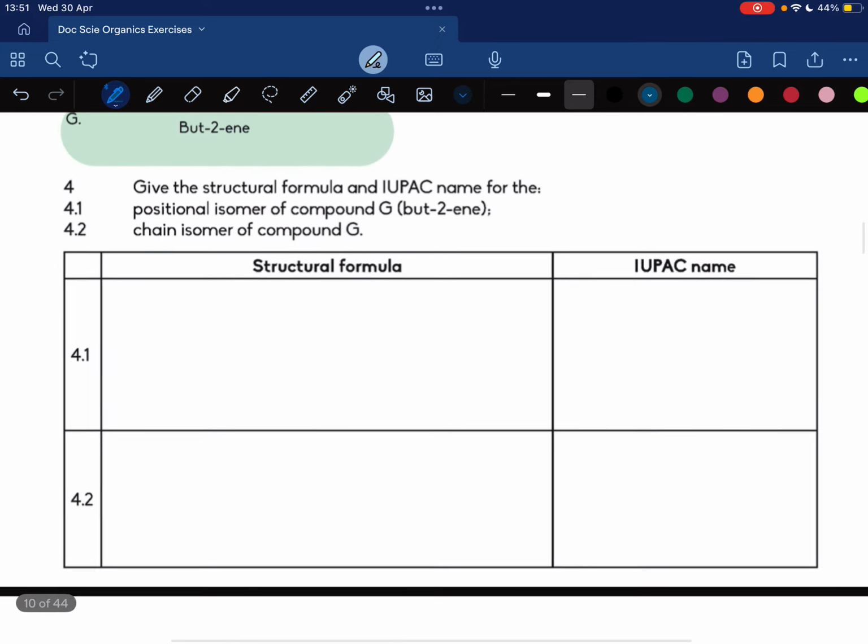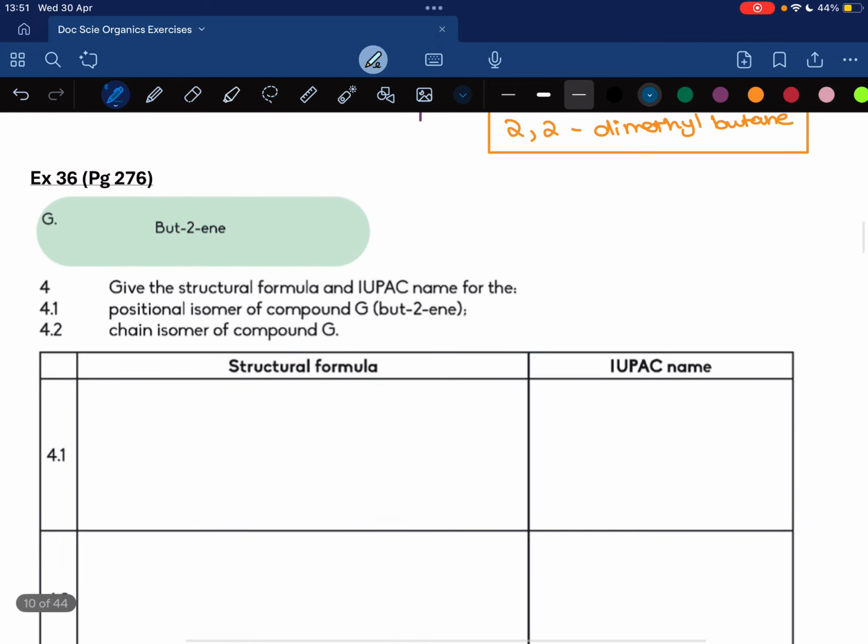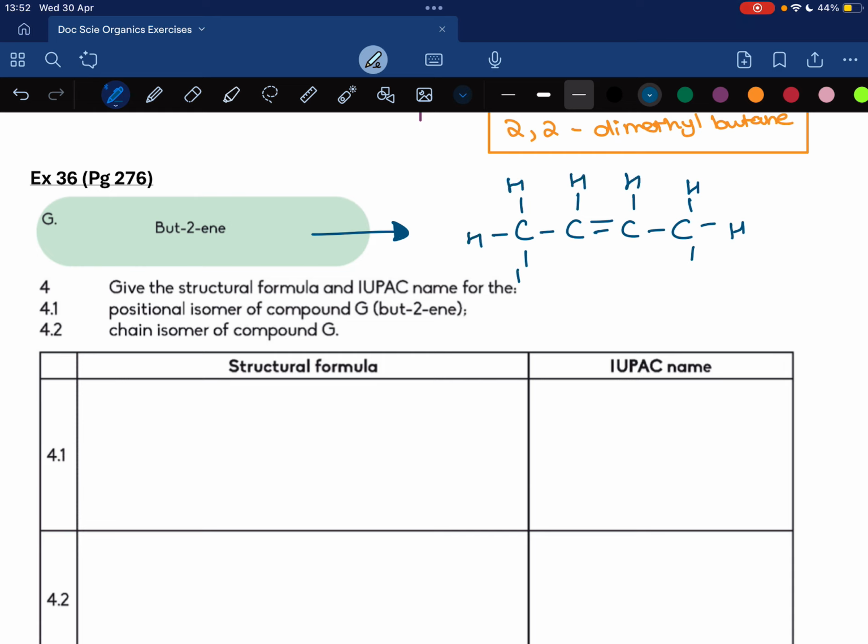So if they want a positional isomer, then I'm moving it around. So I would recommend that you first draw the structural formula for this one. 1, 2, 3, 4. But 2-ene, it's an alkene, and it'll be on the second carbon. 1, 2, 3, 4. 1, 2, 3, 4. 1, 2, 3. Double check that you haven't drawn any extra hydrogens. Okay, and it should technically match the 1, 2, 3, 4, and there should be 8. 1, 2, 3, 4, 5, 6, 7, 8 because of the general formula.